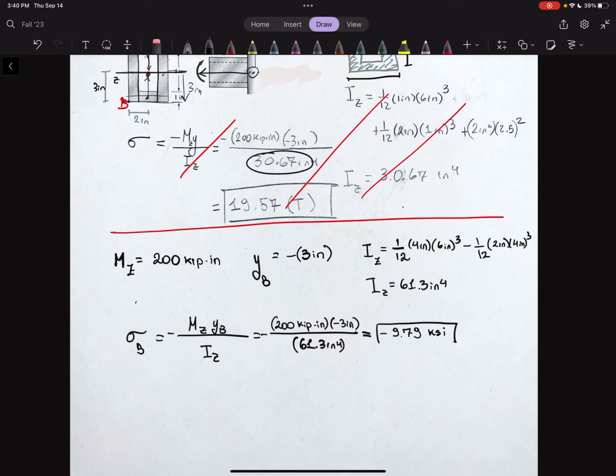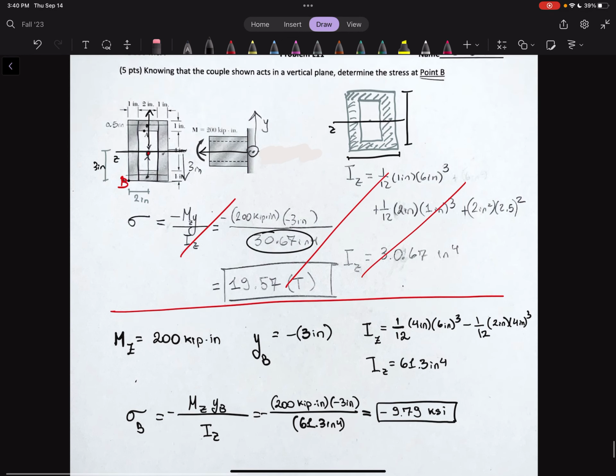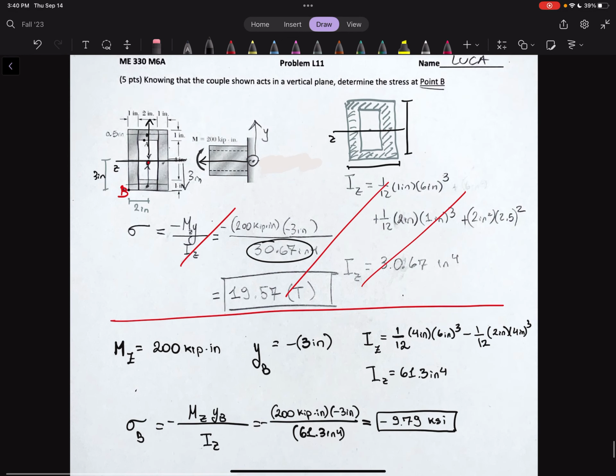So I did it wrong the first time, but I got it right the second time. And I think that's all that matters, right? All right. I'll see you next time.